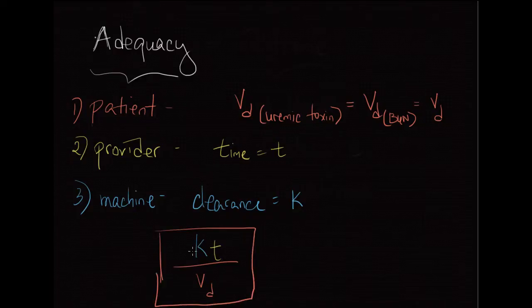So you've got a K, which focuses on the machine's contribution to the outcome of dialysis adequacy. You've got time, which is your contribution to the adequacy, and you've got volume of distribution, which is the patient's contribution to adequacy. So let's talk a little bit further about these three parameters, and then we'll conclude this lesson. So let's clear this. We've got this KT over V. We're going to try to figure out exactly what this represents.